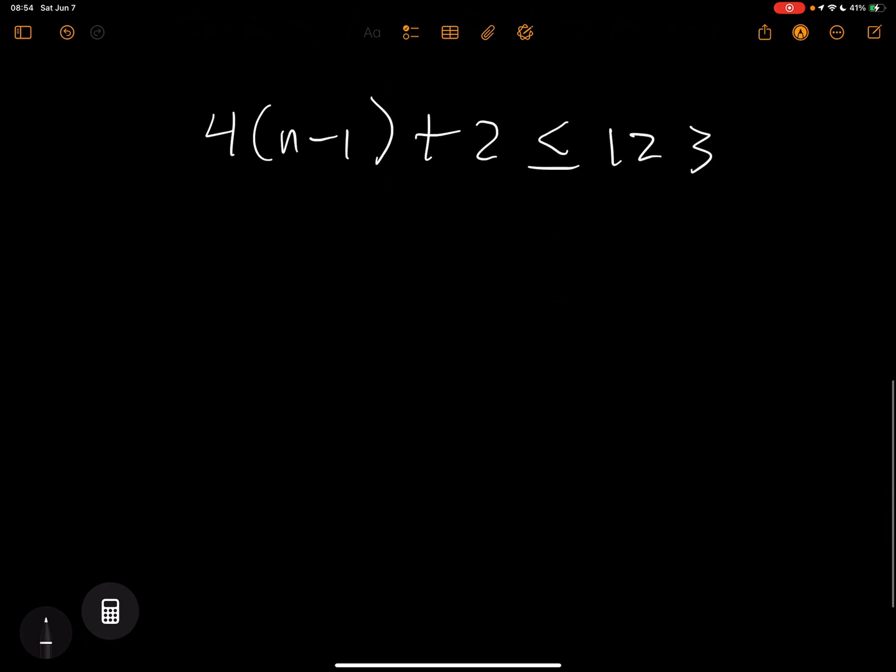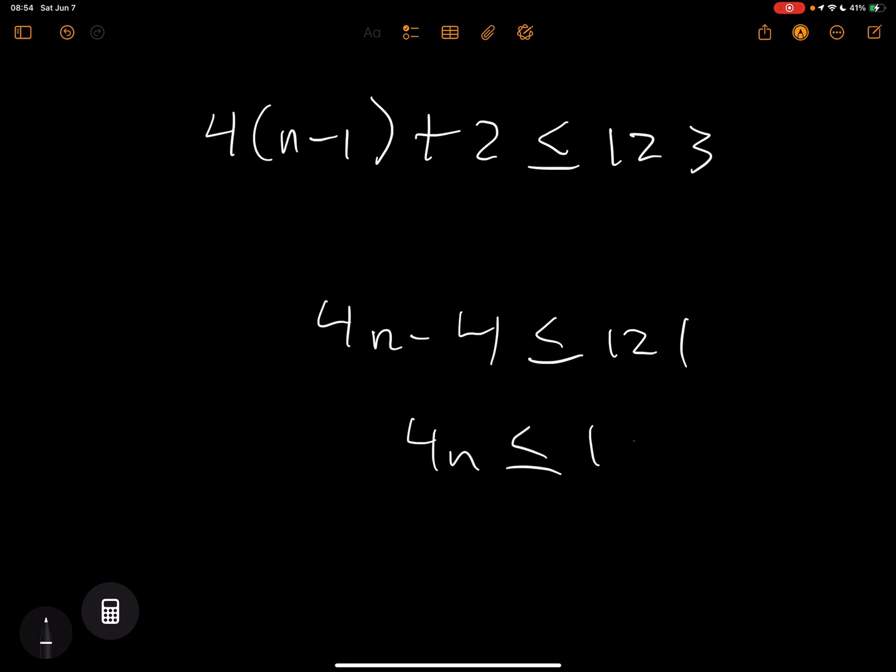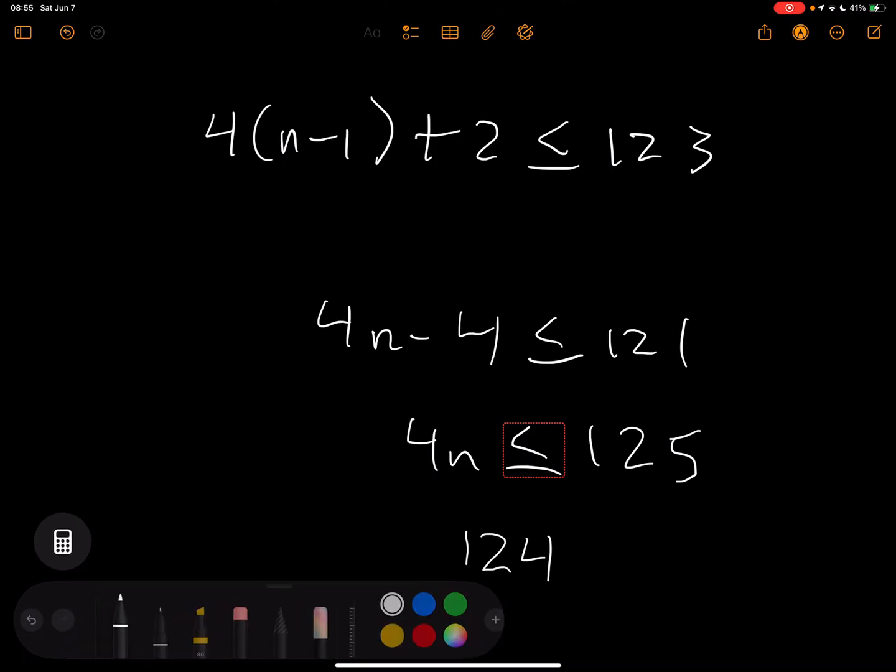So now just solving this inequality, we subtract 2 from both sides, expand, sorry about that, I don't know why that just appeared, and this is what we get. Add 4 on both sides, and what do we get? 125. So the closest multiple of 4 is 124. Right? So 4n has to be 124.